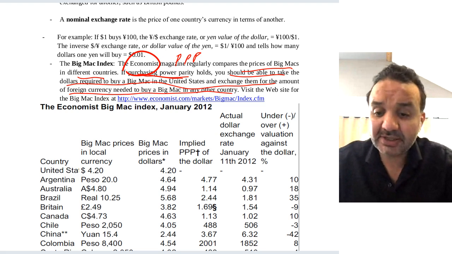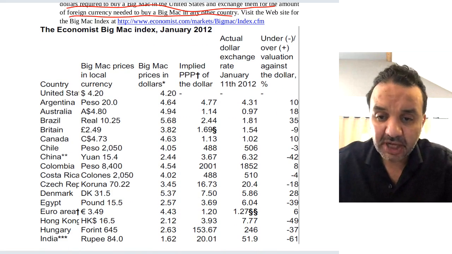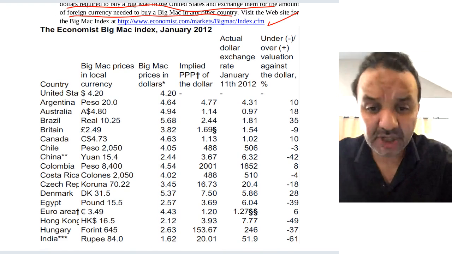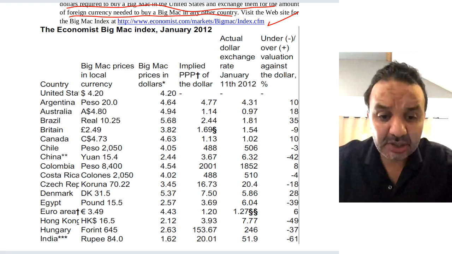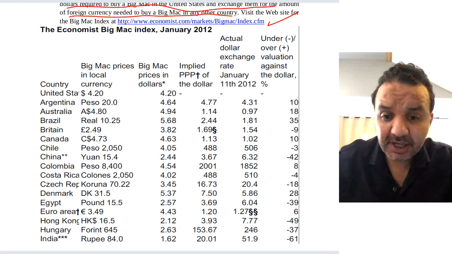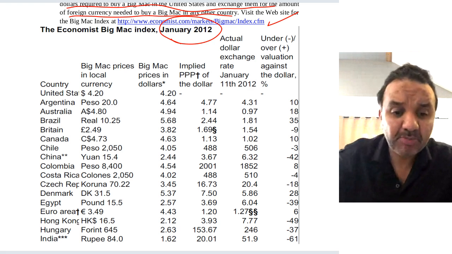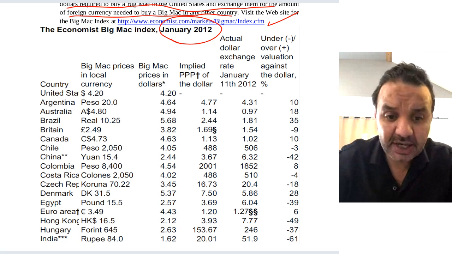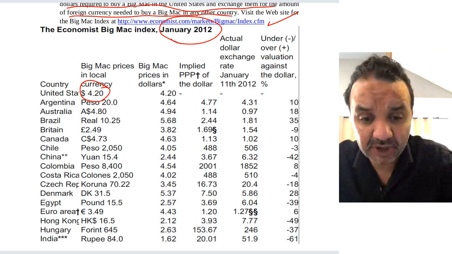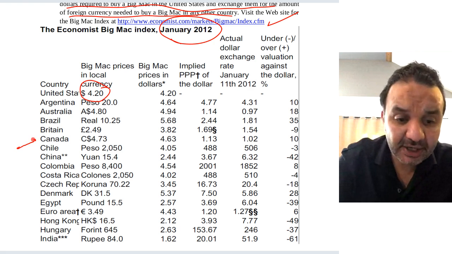Okay, let me show you some data just to explain what I mean by this. Here's the link if you want to see the Big Mac Index on the Economist website. So let's see how the Big Mac Index works. Let's say these are all prices. These are the prices in 2012, but the idea is the same. Let's say that the price of a Big Mac in the United States is $4.20.